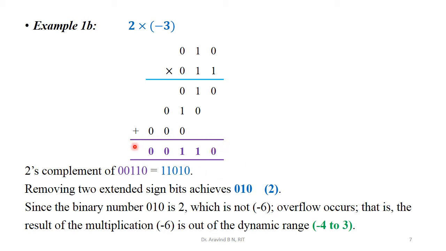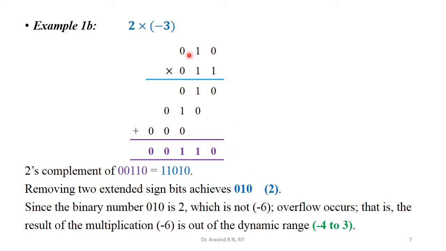Since the answer must be a negative number, we are going to apply 2's complement for this, and we are going to have the answer as 11010. Now, since it is the Q3 format, remove the MSB 2 bits. This 11 is removed. The remaining answer is 010, which is equal to plus 2.